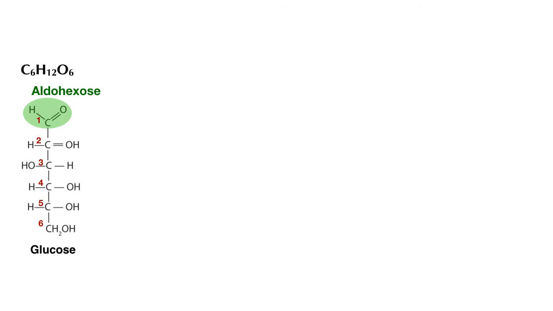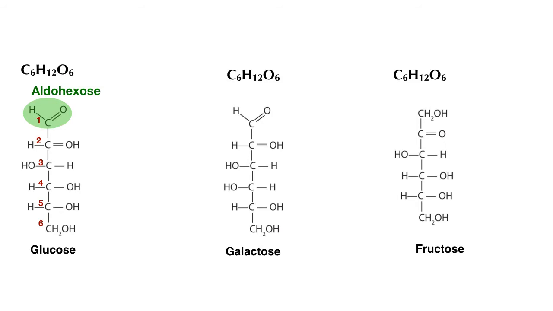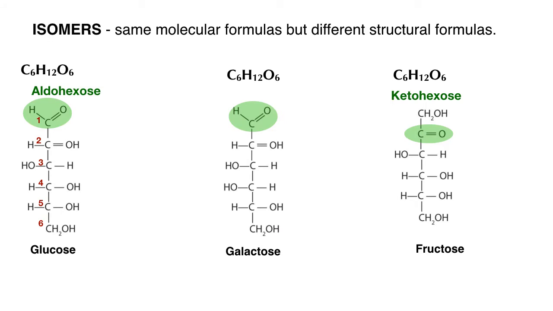And glucose is not the only hexose monosaccharide. We also have galactose and fructose, both with a molecular formula of C6H12O6. Like glucose, galactose is also an aldohexose, but fructose is actually a ketohexose sugar. Glucose, galactose, and fructose are all different monosaccharides with the same molecular formula, so they are called isomers. Isomers are molecules with the same molecular formula but different structural formulas. So they have the same number and types of atoms in their formula, but they are arranged in different ways.